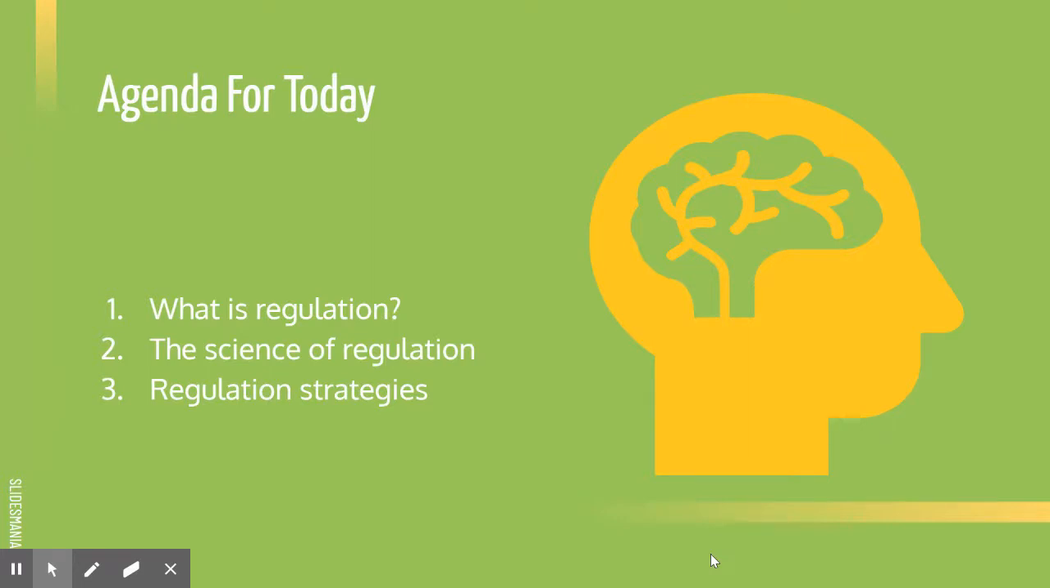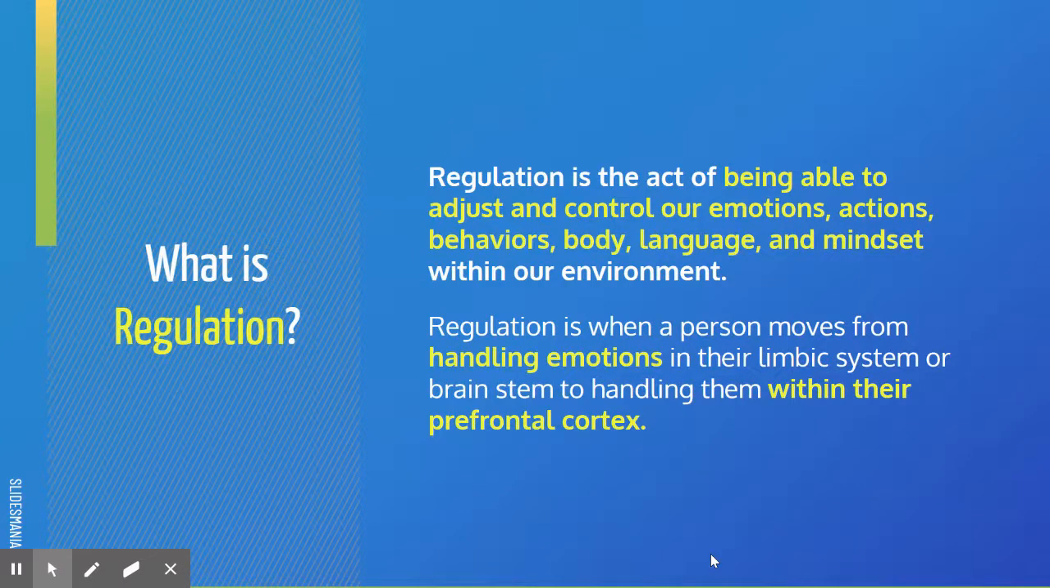Regulation is the act of being able to adjust and control our emotions, actions, behavior, body language, and yes, even our mindset within our environment. So regulation is moving from when we are able to handle our emotions in our limbic system or our brainstem and handling them then within our thinking and learning brain of our prefrontal cortex. It's really synonymous a lot of times with the word mindfulness, meaning why we do it. Regulated brain states offer us the opportunity to have a response instead of a reaction.